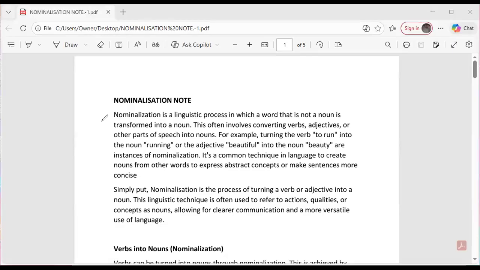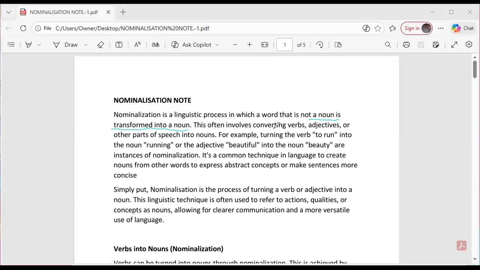It says nominalization. Nominalization is a linguistic process in which a word that is not a noun, that is the emphasis here, is transformed into a noun. So it means that for nominalization to take place, there must be a transformation. There must be a what? A transformation. Good.